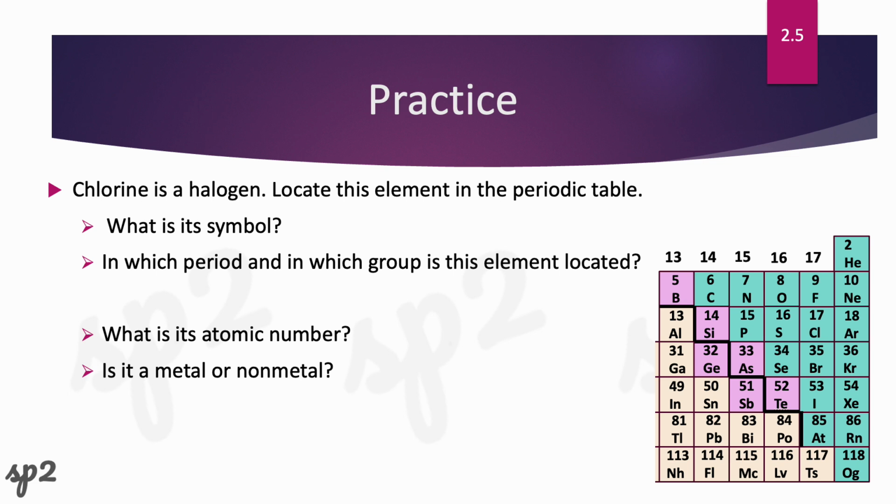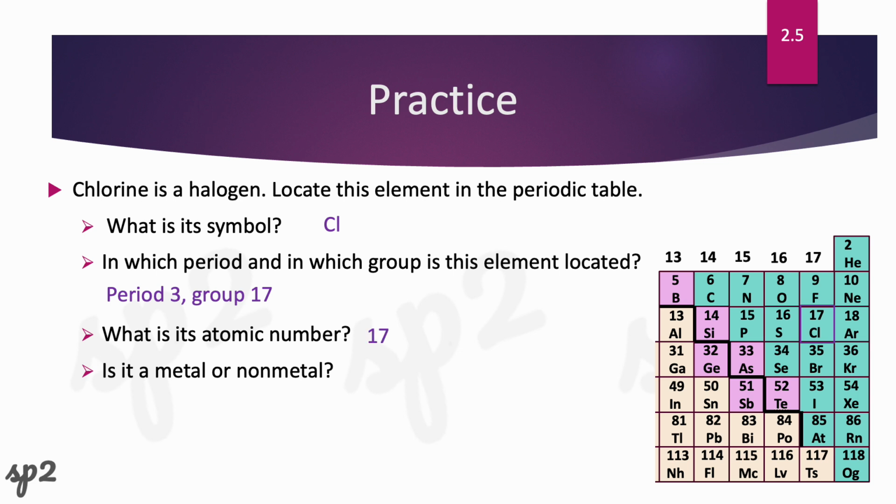Okay, so let's do this practice together. Chlorine is a halogen, and it says to locate this element in the periodic table. Okay, look at your table. Hello, chlorine, we can see you. The first question is what is the symbol? That is Cl. The second one says in which period and in which group is this element located? And as you can see, you have it in period 3, group 17, which was known as our halogens.